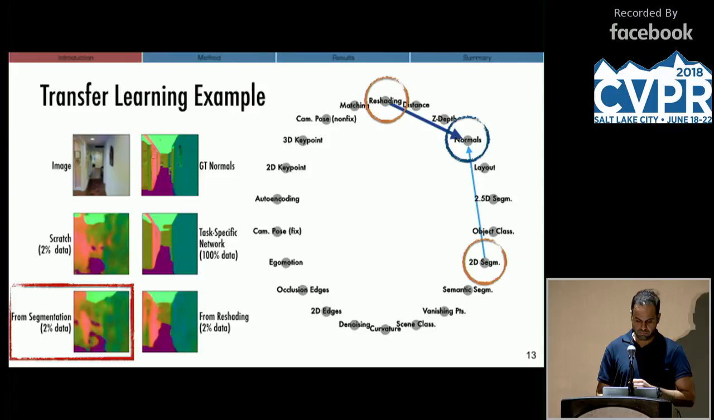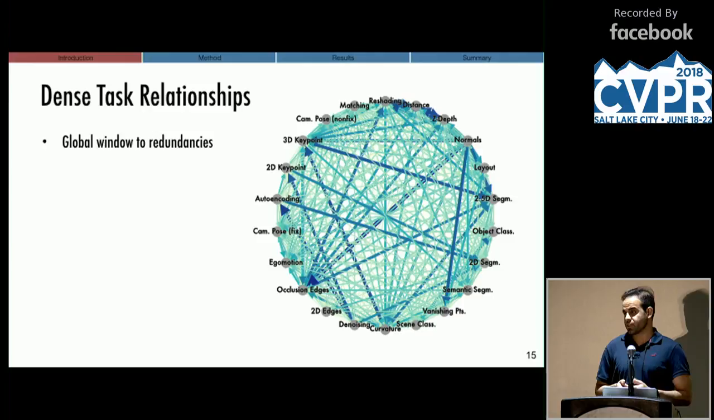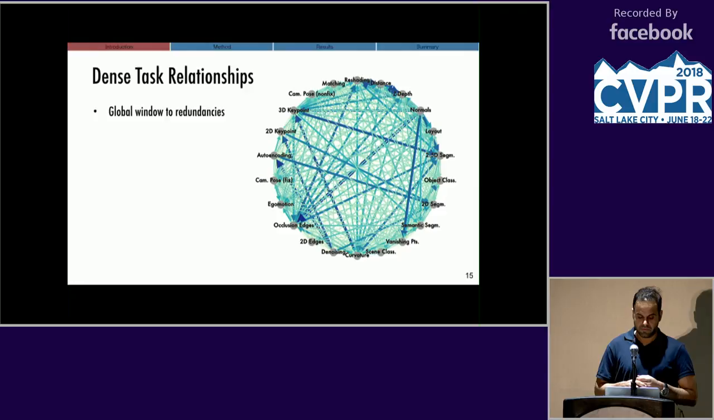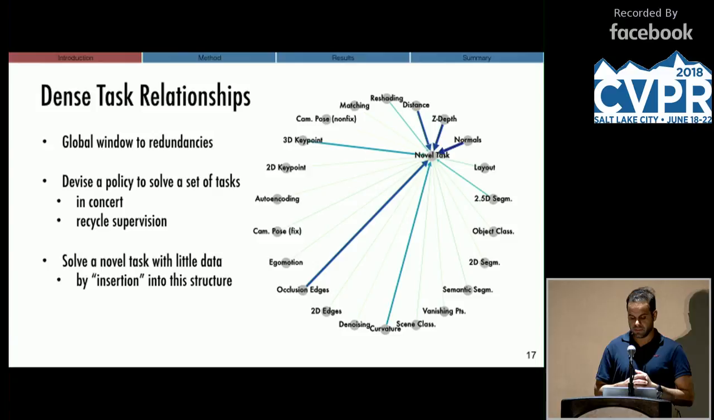So we observed when problems appear related, they could supply useful information for solving each other. And if we have some machinery for quantifying such relationships at a scale between any sets of tasks, we can form that complete graph that gives us the global window that we wanted to have to understand the redundancies between tasks. For instance, this can be used to solve a set of tasks in concert while minimizing the required supervision by leveraging the redundancies that I mentioned earlier. As shown here, where all tasks are being transferred to from only three sources, or to solve a desired novel task, which we don't have enough labeled data for. That's because solving a new task becomes a matter of inserting it into the structure rather than starting from scratch.